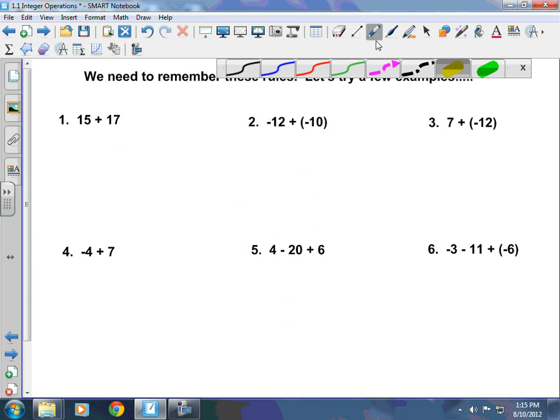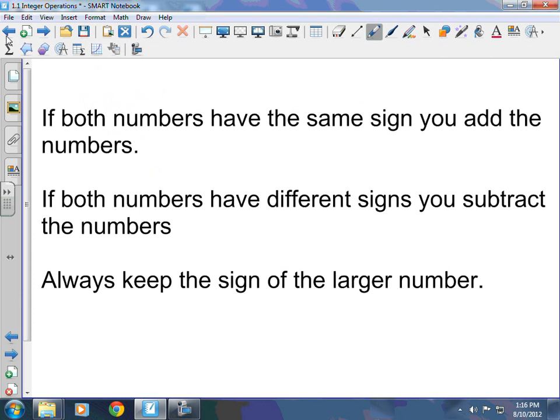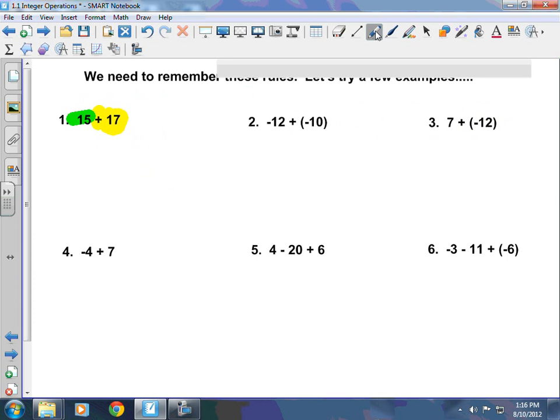So, let's go ahead and do a couple of examples. The first thing I need to know is, what is the sign of my 15? Is it positive or negative? It is positive because there's no sign to the left. What is the sign of my 17? Is it positive or negative? It is positive. So both of my numbers are positive. What does the rule say? If both have the same sign, what do we do? We add the numbers. So I'm going to add the numbers.